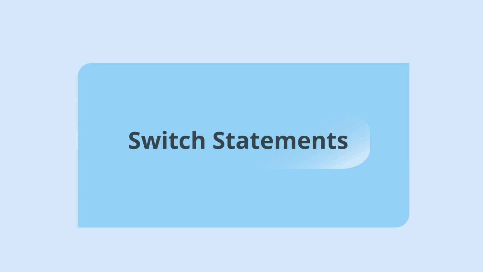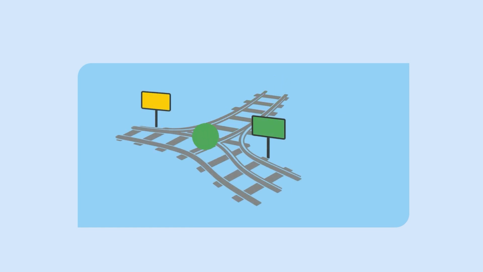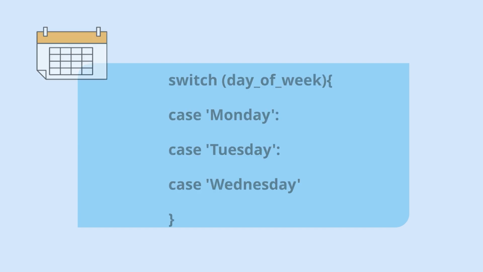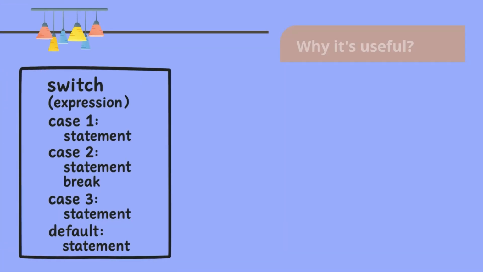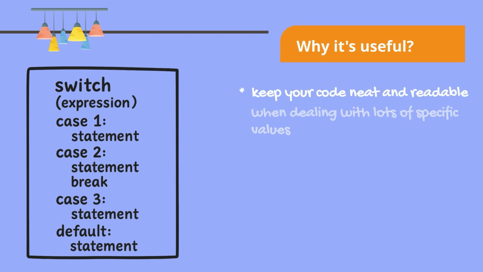Switch statements. A switch statement is another way to make decisions, especially when you have many specific options to choose from. Example, you create a variable called day of week. You check that variable. If it's Monday, do one thing. If it's Tuesday, do something else, and so on. Why it's useful. Switch statements help you keep your code neat and readable when you're dealing with lots of specific values.